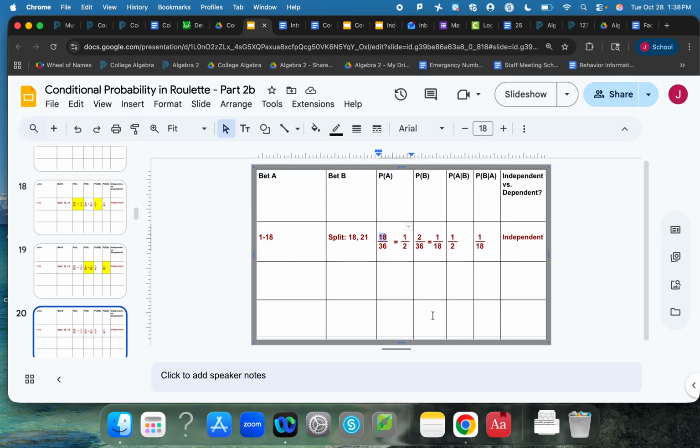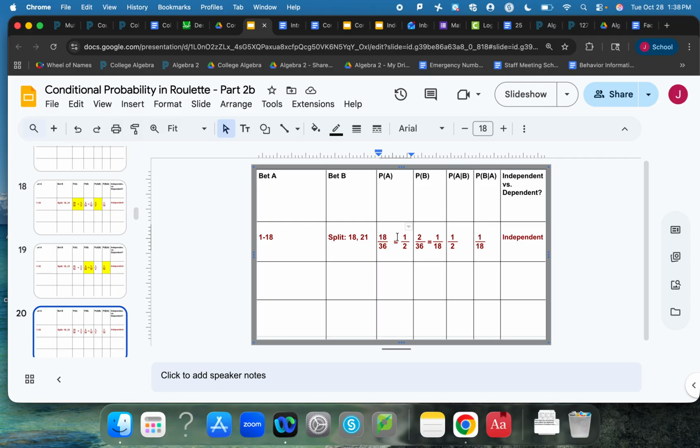Now, again, just because those 2 numbers multiply to equal the total number of numbers on your board doesn't necessarily mean that your bets will be independent. It's necessary but not sufficient. You also have to get the overlap right.